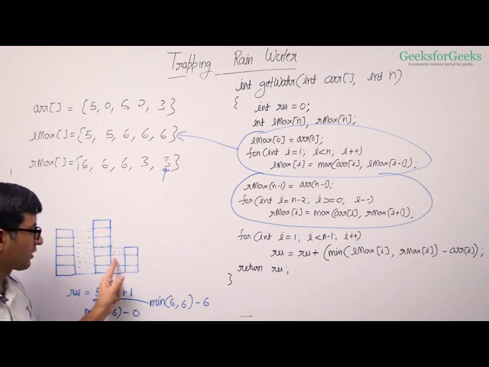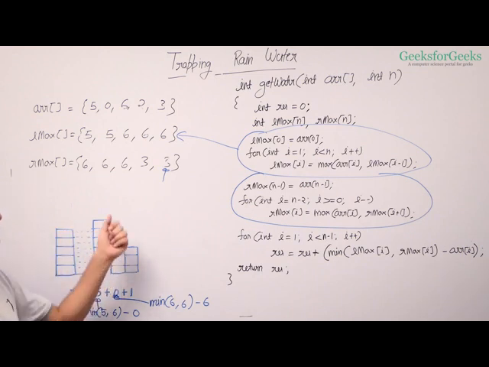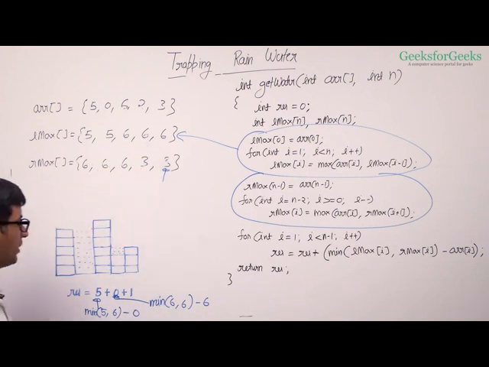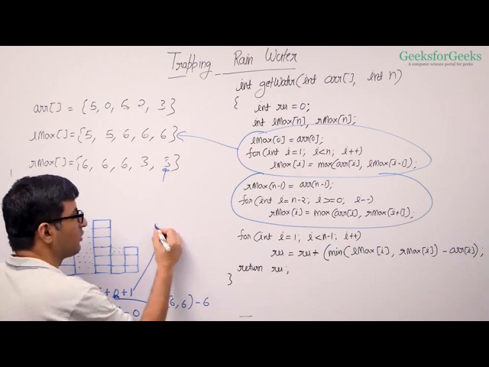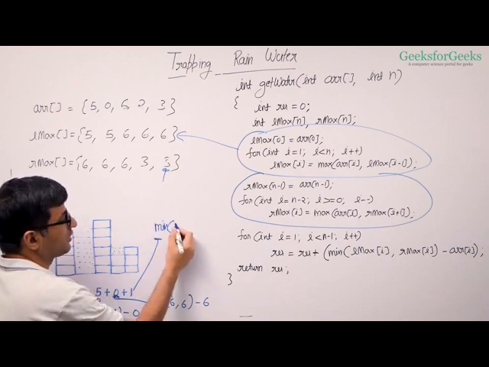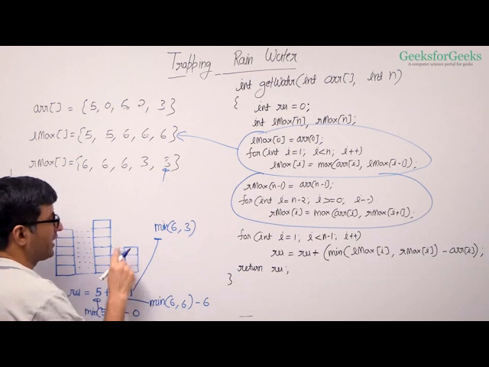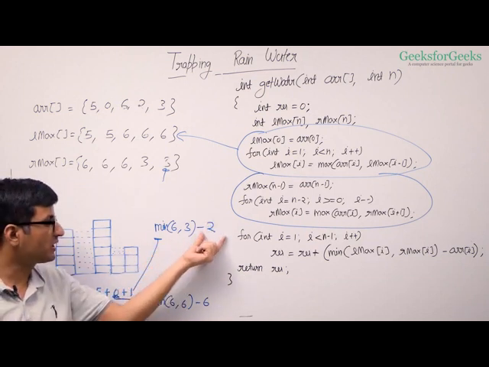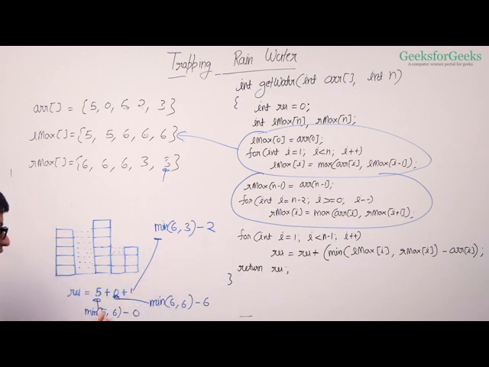Now let's see this bar. What is the left max for this bar? It's 6. What is the right max? It's 3. So minimum of these two values, 6 and 3, minus array I. What is array I? It's 2. So minimum of these two is 3. 3 minus 2 is 1. That's how we got the value 1. So our result for this array is going to be 6.